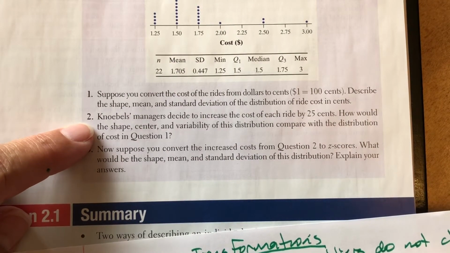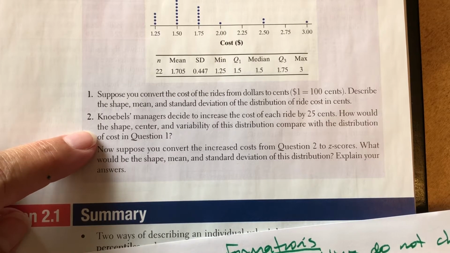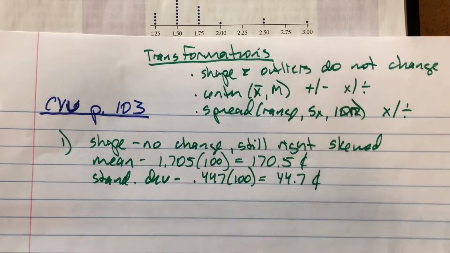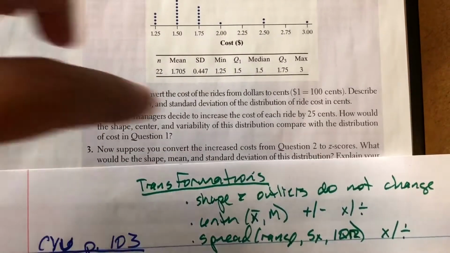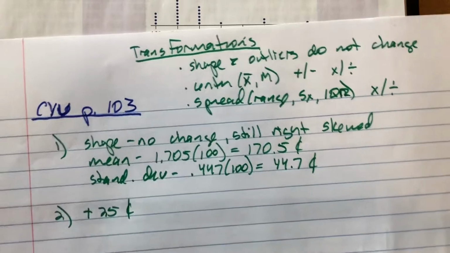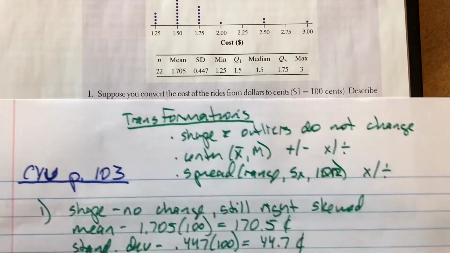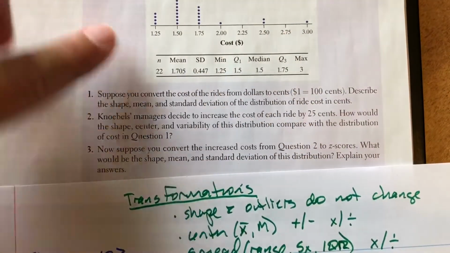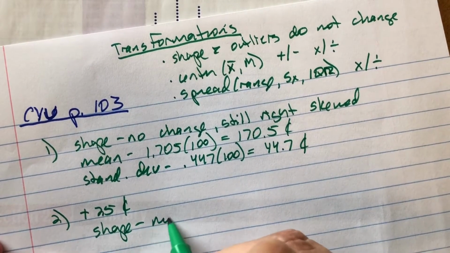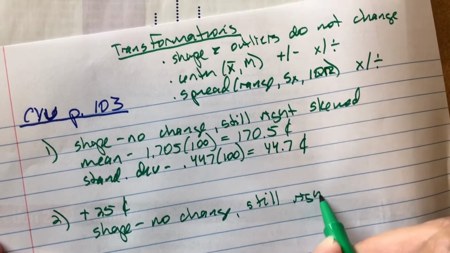Okay, Noble's manager decides to increase the cost of each ride by 25 cents. So how would the shape, center, and variability of this distribution compare with the distribution in question 1? Okay, so now not only am I going to do my multiplication, I'm going to have to add 25 cents. So if I add 25 cents after I multiply them all by 100, shape isn't going to change. And if these are outliers, they're still going to be outliers. Okay, so shape, no change. Still right skewed.